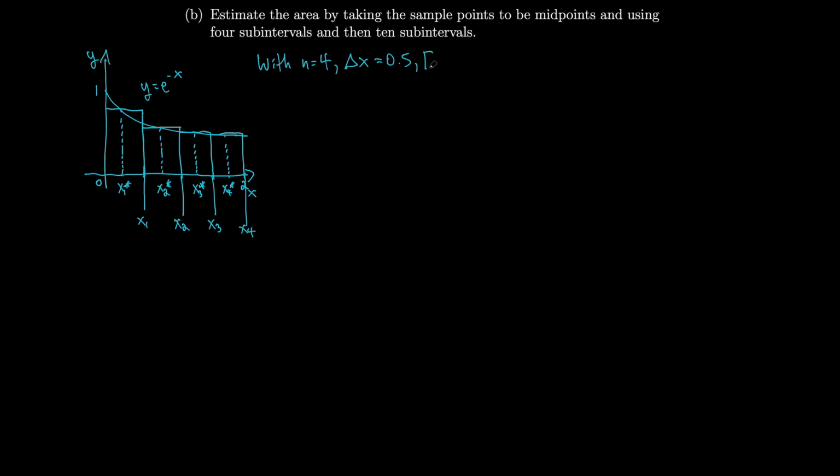We can even write each interval out explicitly. The first one goes from 0 to a half. The second one goes from half to 1. The third one goes from 1 to 1 and a half. And the last one goes from 1 and a half to 2.